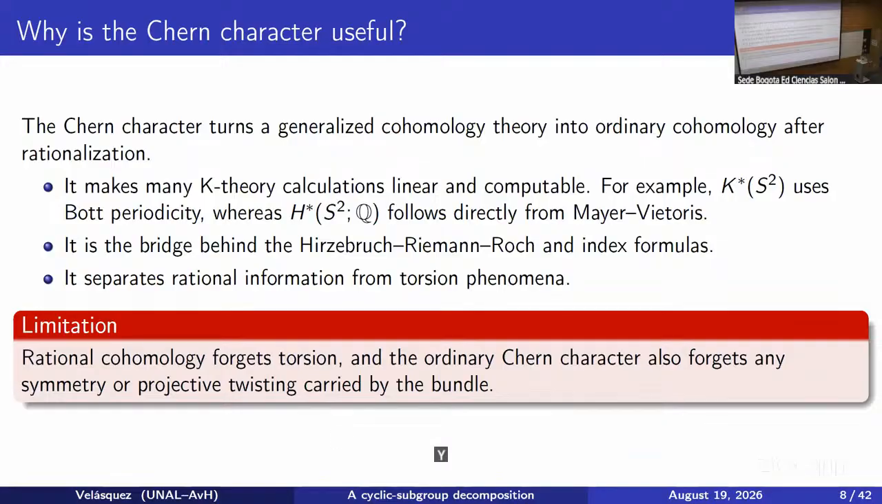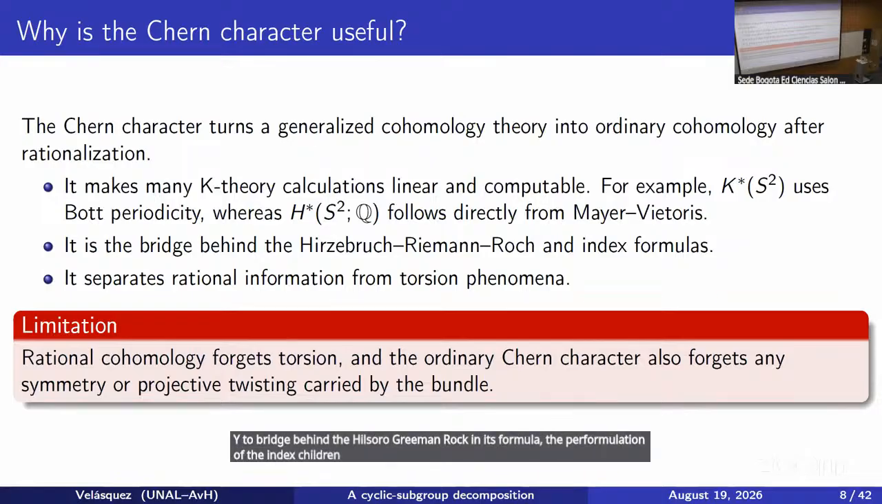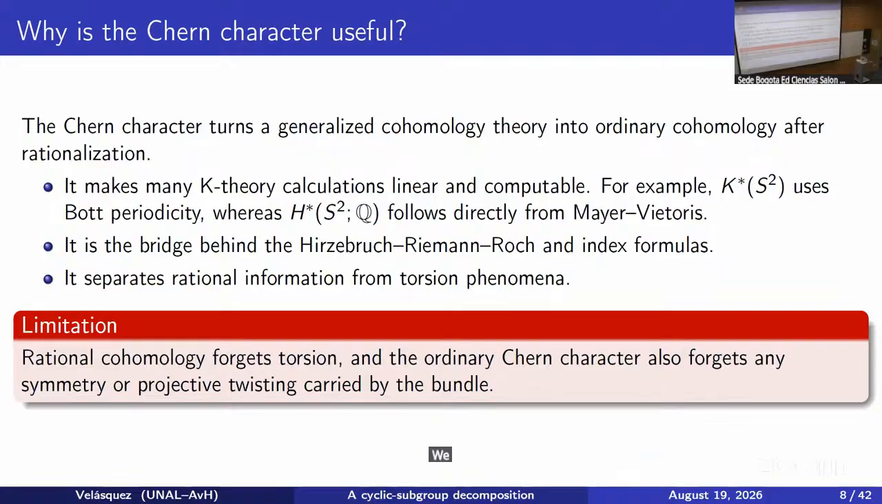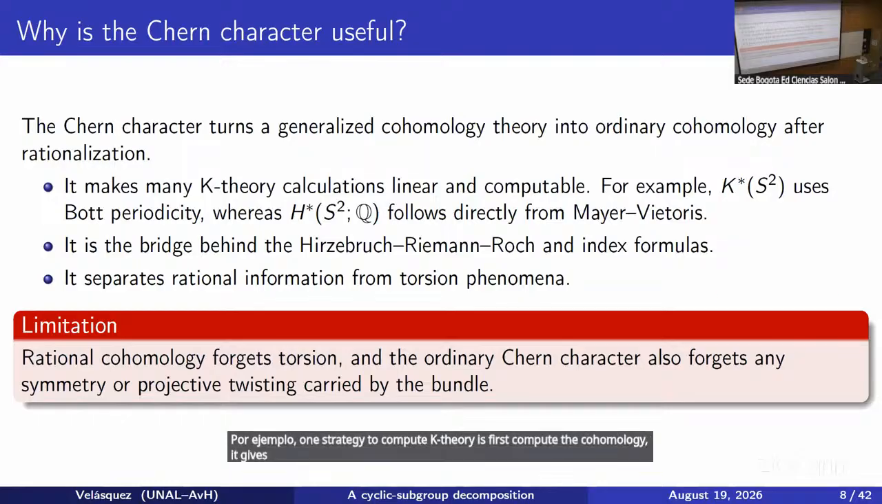It's the bridge behind the Hirzebruch-Riemann-Roch formula, the first formulation of the index theorems, the Atiyah-Singer index theorem, in both, the Chern character. And we can separate rational information from torsion. For example, one strategy to compute K-theory is first to compute the cohomology. It gives the rank of the group. And then we can try to compute the torsion using other methods.